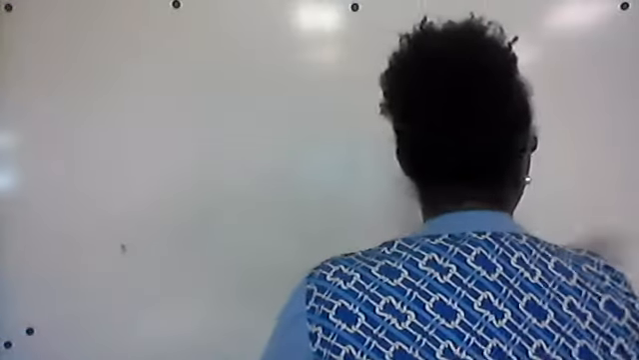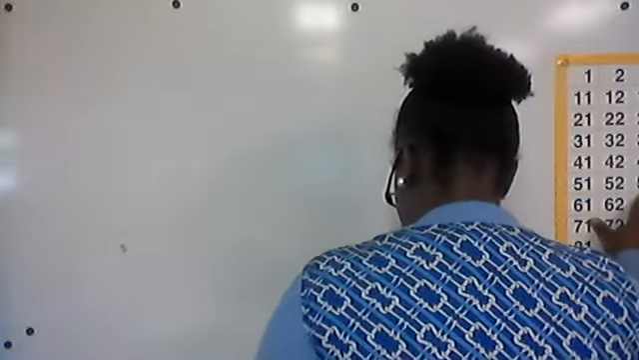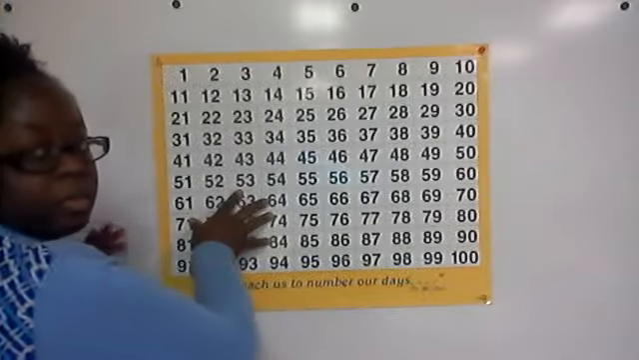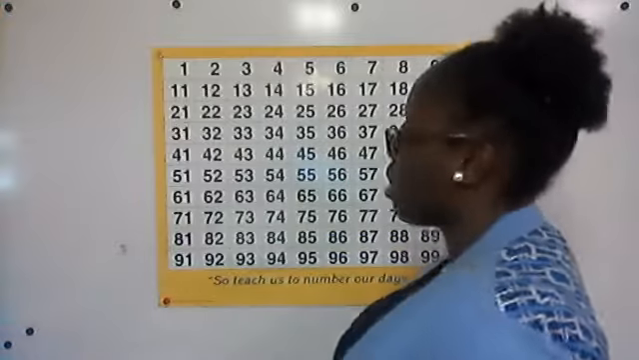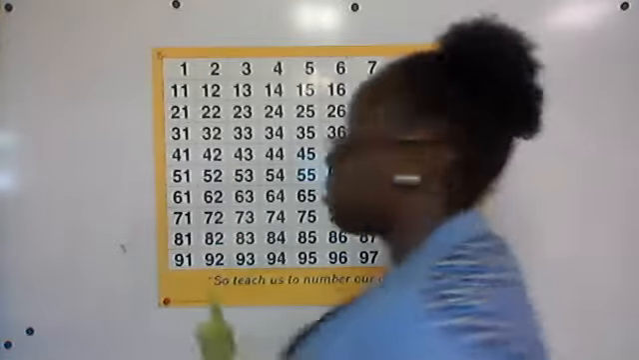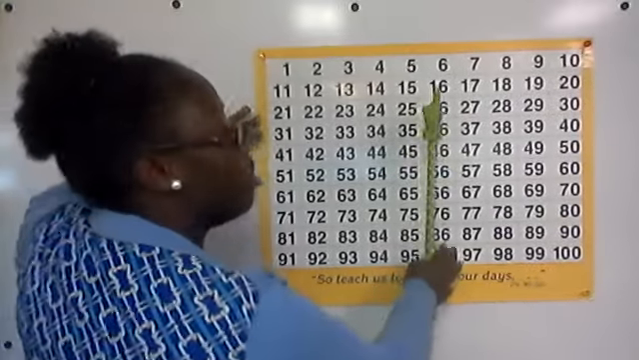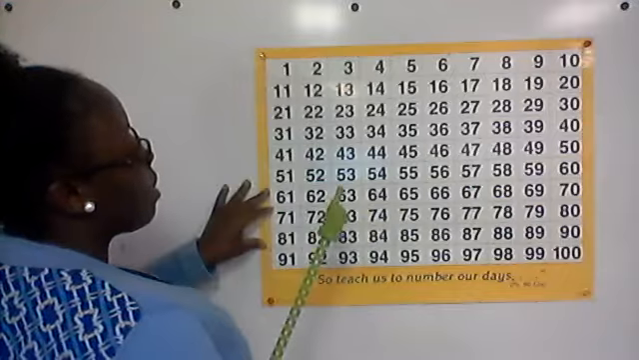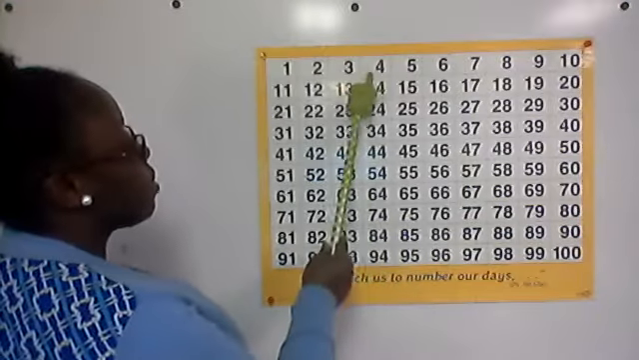Okay, so I have my 1 to 100 chart here. Okay, and we're going to count by fours. So let me see, maybe I should stand on this side. So we're going to count by fours. I'm going to point so you can count along with me. We're going to do it twice, okay? Ready? So we're going to start with four.